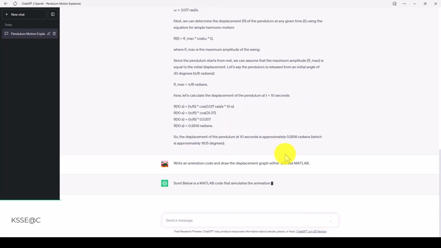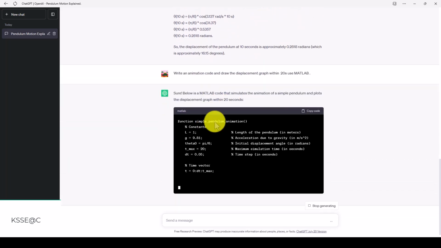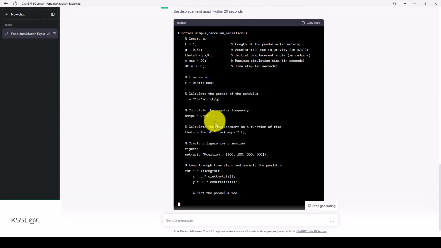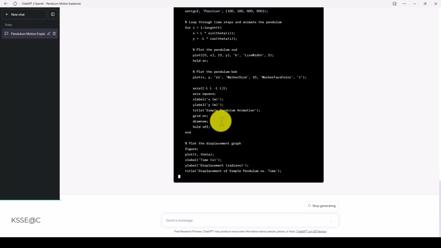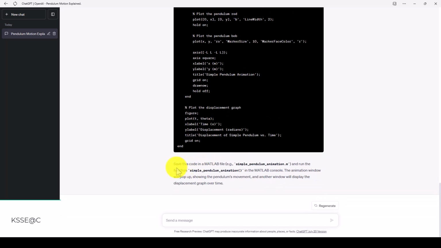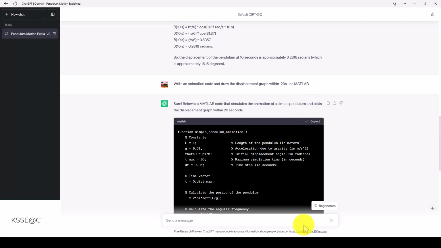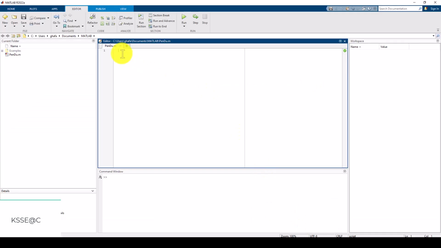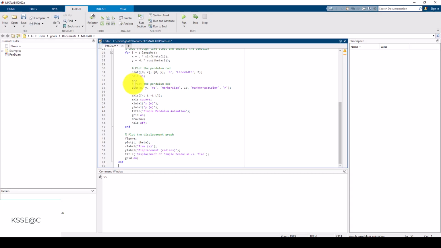Here is some information. Save this code in MATLAB and run the function. I can copy this one, and here my MATLAB program is open. I'm going to paste it and save it. You should give it a name, save, and then you can run here, or you can just press this command.